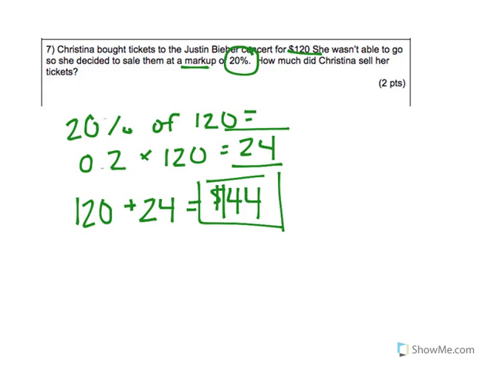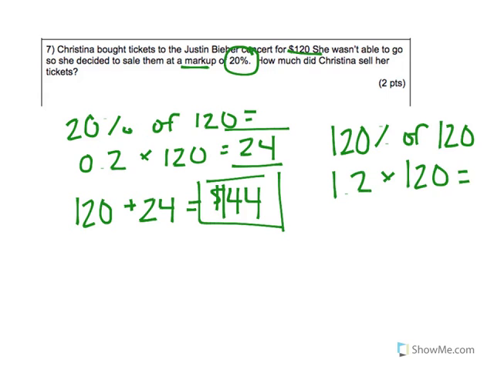The other way you could do this is, she's selling them for the total cost plus 20% more. So you could think, well, I know she's going to sell them for 120% of 120. And again, you could make this 1 and 2/10 times 120, and right away you would get your total of $144. So either way that you approach this problem, you're getting the sale price as $144.